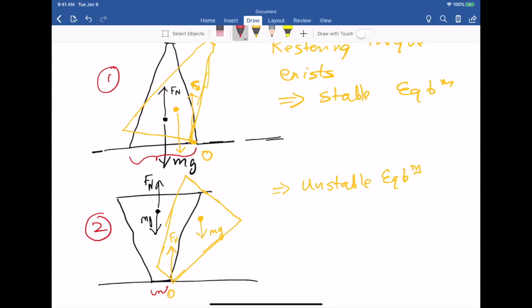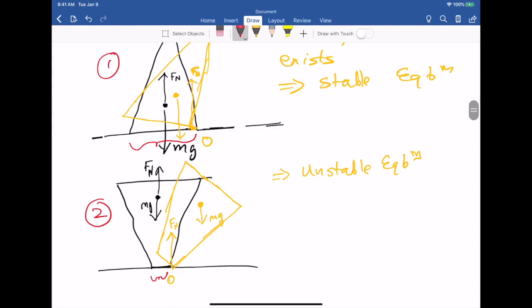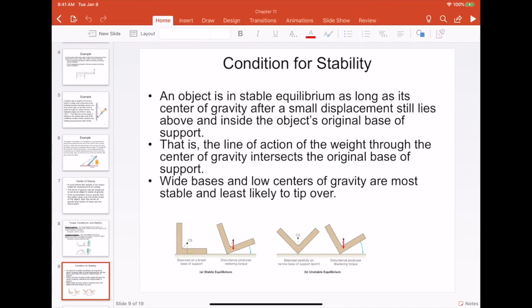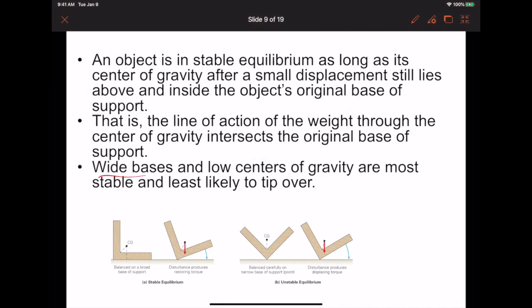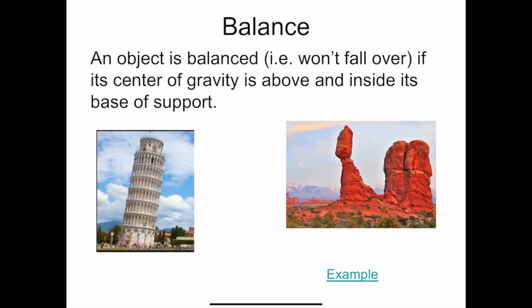Right? So if you want to make something stable, if you want to have stable equilibrium, as I say in the PowerPoint slide over here, you want a wide base and low center of mass or center of gravity, which will be most conducive to making the object stable.